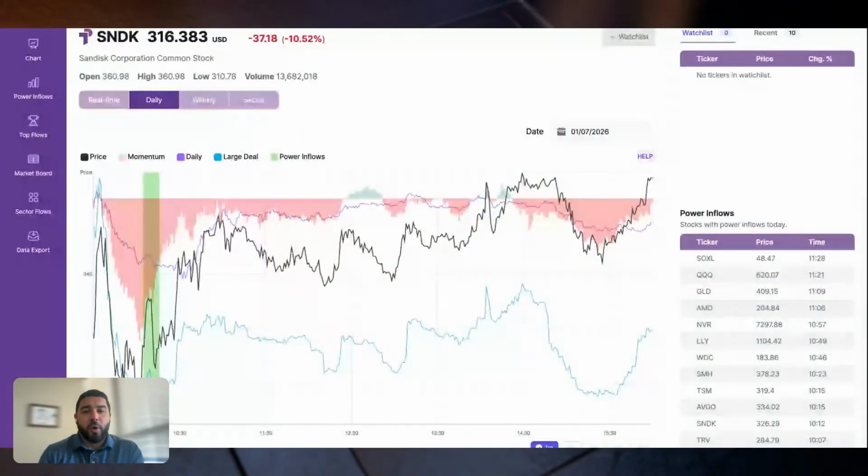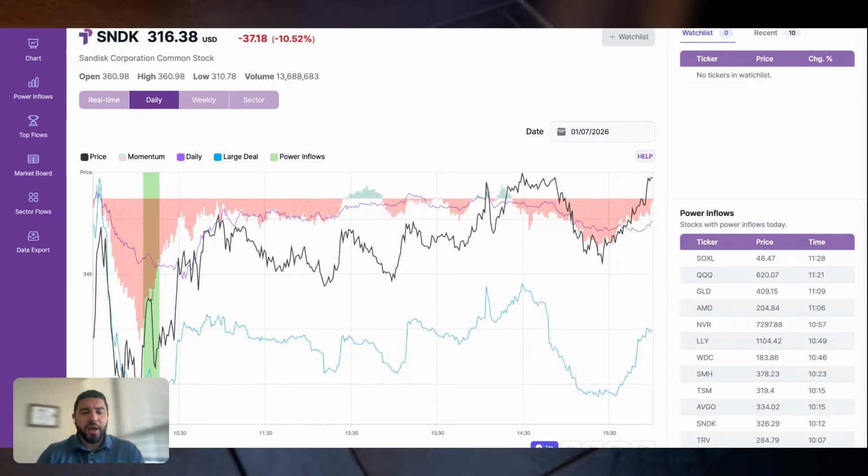I'll go ahead and pull it up here for you. This is for SanDisk Corporation, symbol SNDK. What you're looking at here is all of the order flow data that we provide from yesterday, spread out across the entire trading day. I'll go through the data to help illustrate what we're looking at and tie everything together.